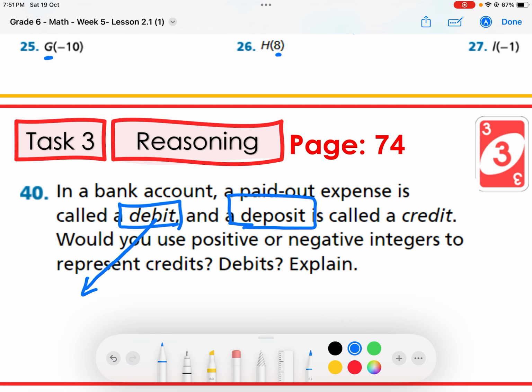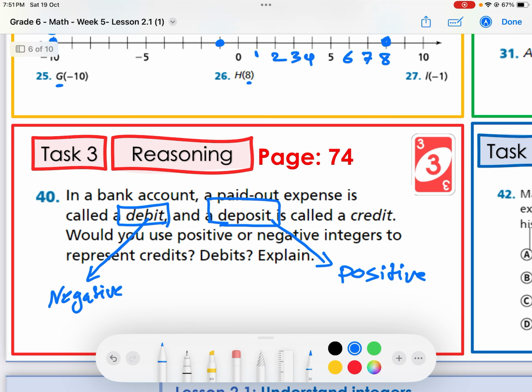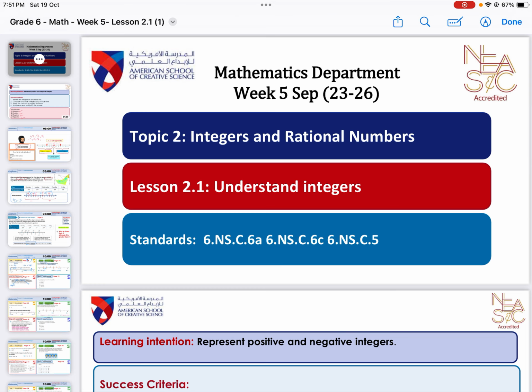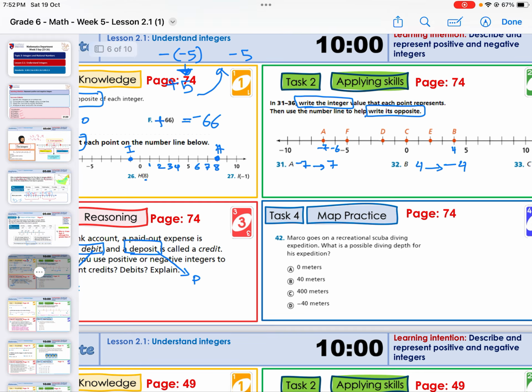So here it means you owe the bank money. So it represents a negative integer. Deposit means you're putting money into your bank account. You're adding money to your bank account. That's a positive integer, okay? Debt means you owe the bank money. You're taking away, you're in the negative. You need money, okay, guys? So debt, you're on the negative side. Deposit means you're adding into your bank account. Okay, let's keep on going.